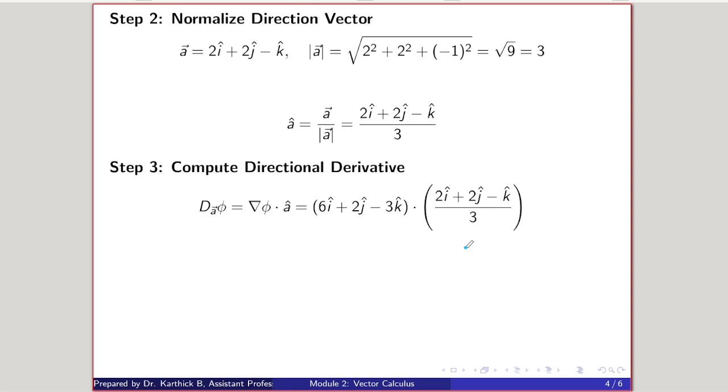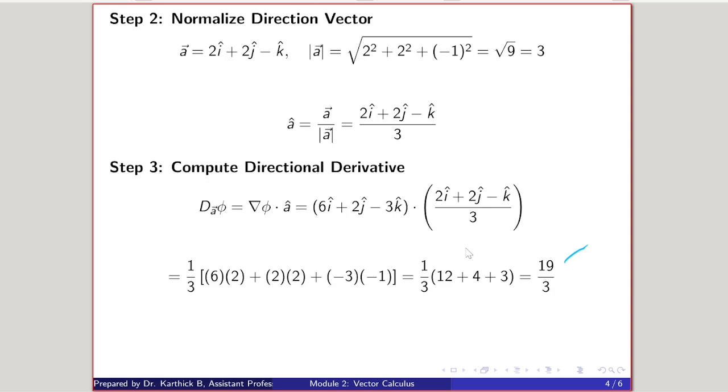Now we go for the directional derivative. It is the notation gradient phi dot a cap. This is our a cap. Gradient phi we already found: 6i plus 2j minus 3k. So if I multiply, i times i gives 12, then plus 4, and 3 times minus 1 gives plus 3, all divided by 3. If I add up these terms, I will get the value 19 by 3.